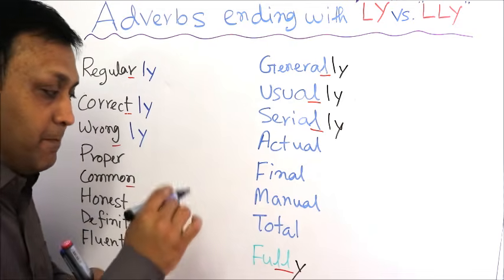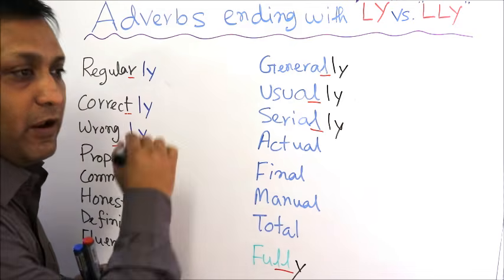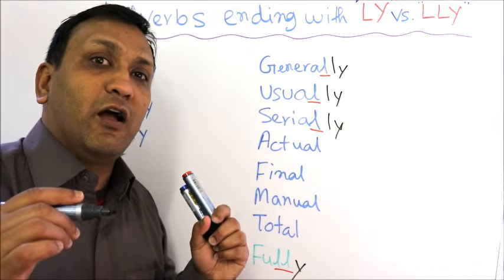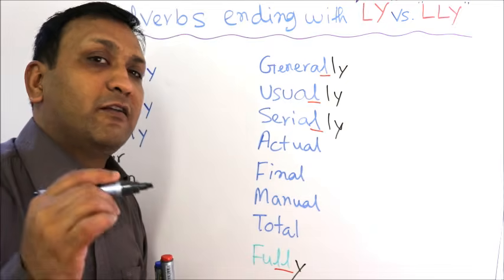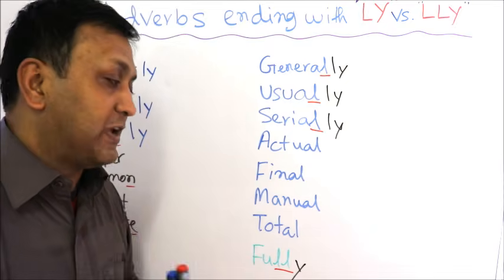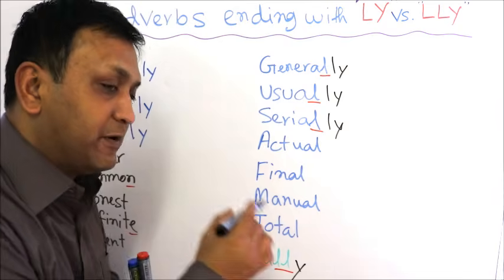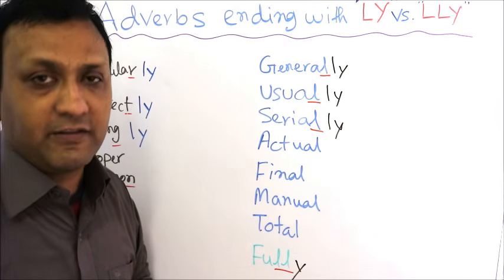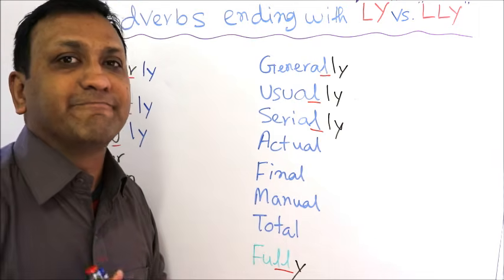So any word that ends with double L, and that's an adjective, and you have to change it to an adverb, you will not use another L to make it an adverb. You simply add Y to the end of it. Okay, friends, I hope you understand what I'm trying to say.